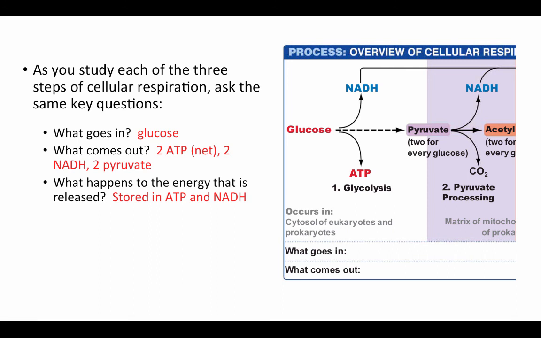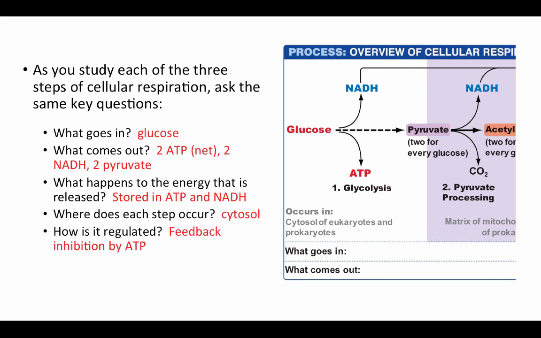So what happens to the energy that's released? We're going to have some of it stored in these ATP molecules that are produced, and a lot of it stored in the NADH that's going to move on. Where does this occur? It occurs in the cytosol. Remember, this is outside the mitochondrion. And it's regulated, as we just saw, by feedback inhibition by ATP. We're going to leave this here for now. In the next web lecture, we're going to pick up right here where we left off with these 2 pyruvate molecules moving into the mitochondrion, 2 of them for every glucose, and going on into the citric acid cycle.